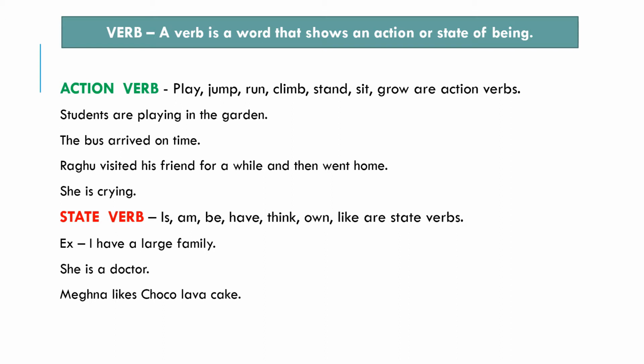So now let's take some examples of action verbs. First is, students are playing in the garden. Next, the bus arrived on time. Raghu visited his friend for a while and then went home. Next, she is crying. So in all the sentences, the verbs like playing, arrived, visited, went are physical actions here.